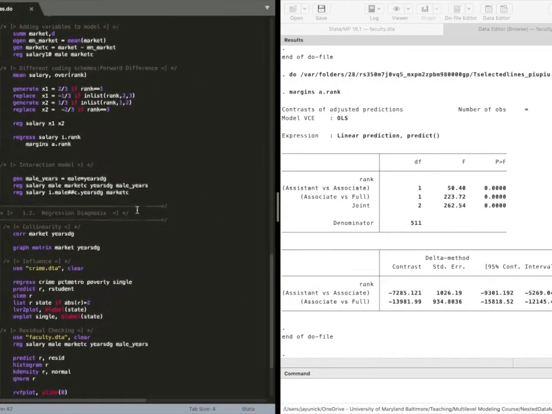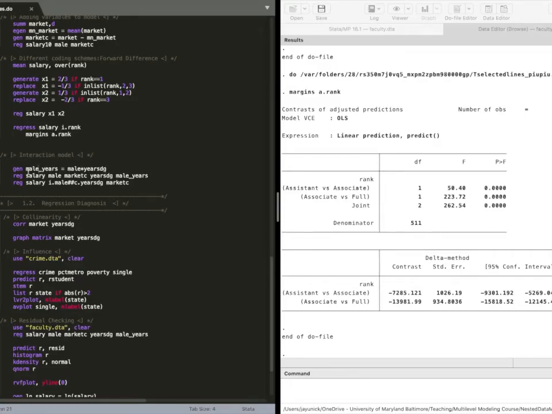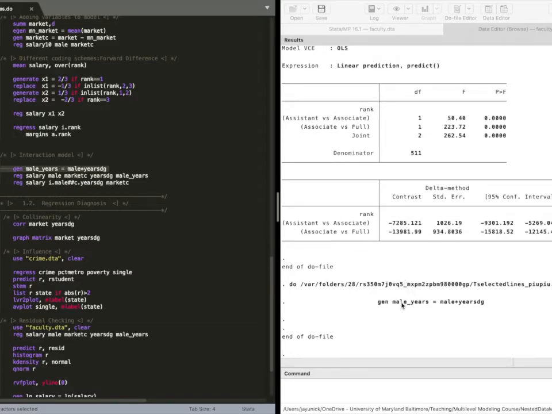So the first thing I did is I took male and then years since degree. That's the years degree variable. And I generate a new variable describing the interaction called male years, right? So that's just multiplying these two together. And then I run a regression with salary, male, market condition, which we're not really going to look at here, years since degree. So both male and years since degree are in it. And then the interaction term, which multiplies males and year together.